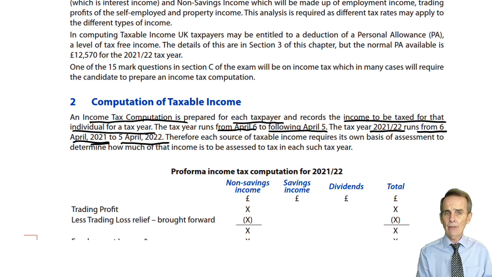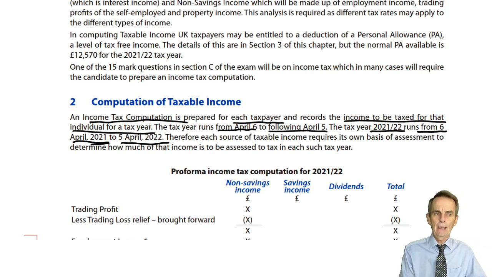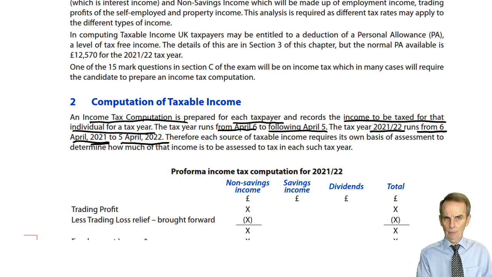But maybe if having started off as an employee, you then think, I'm going to work for myself, and therefore you become self-employed.